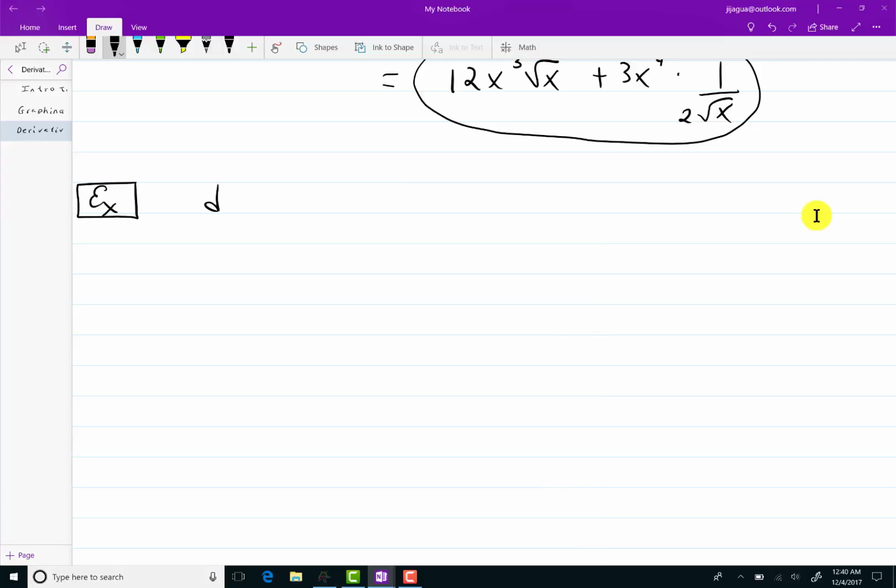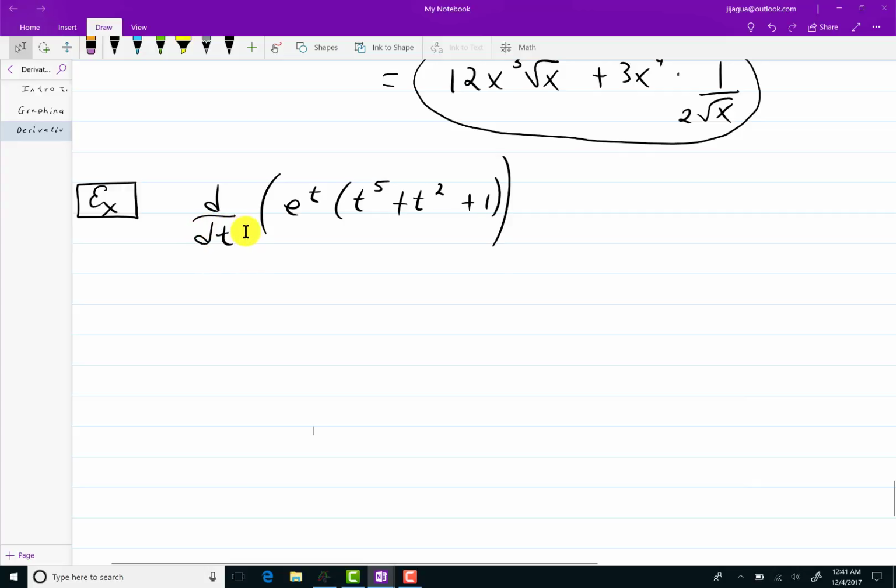This time, I'm just using a different variable to show you that you need them sometimes. Let's do e to the t times t to the 5th plus t squared plus 1. Hopefully you can see it's important that I'm matching the t here, the dt, the t and the t. That means I'm taking the derivative with respect to the variable t. So instead of an x, I just have a t. That's why you see a bunch of t's inside of the expression.